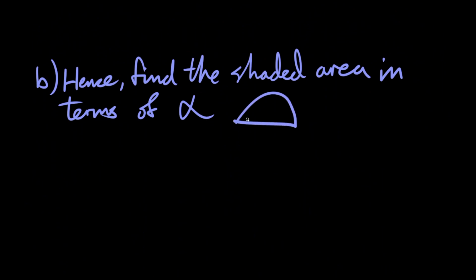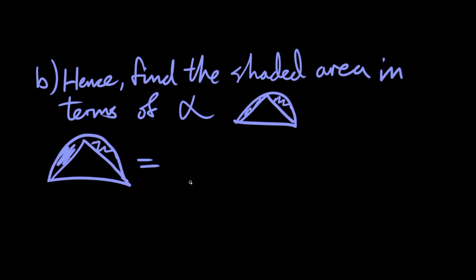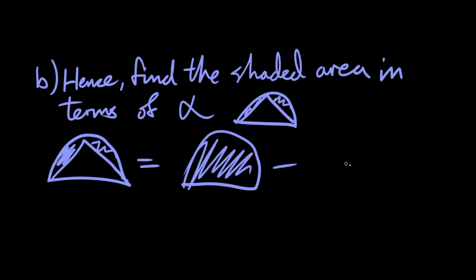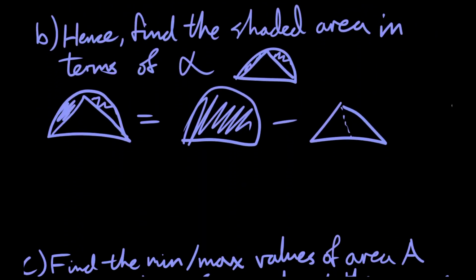So my little symbol for this is going to be like this. This is the shaded area. So this shaded area is going to be equal to the entire semicircle minus that triangle we just found, right? And we know that this is 25 sine alpha. And that the semicircle is going to be half of a circle. The area of a circle is pi r squared. Pi r squared over 2 minus 25 sine alpha is going to be the area in terms of alpha.